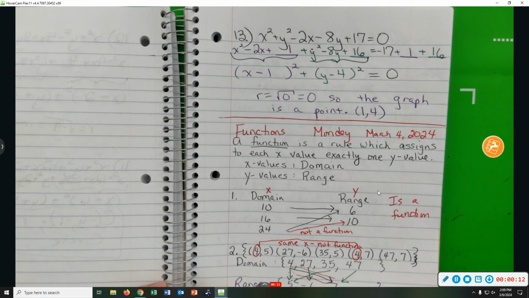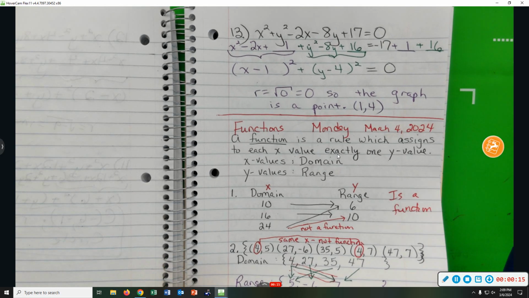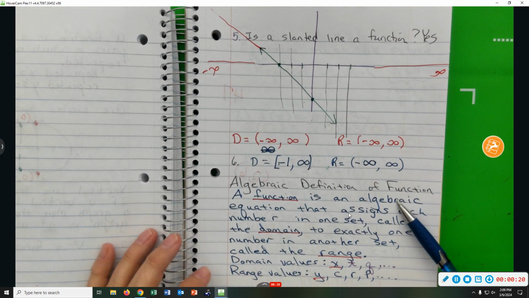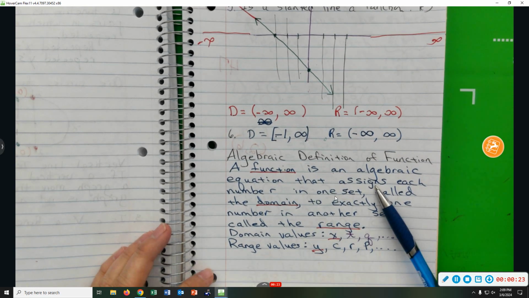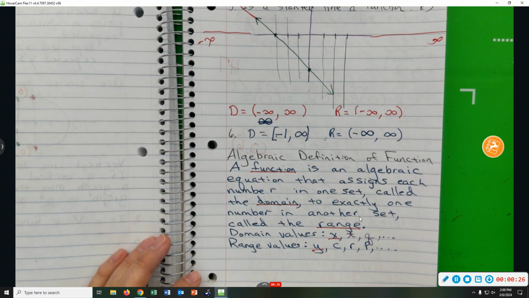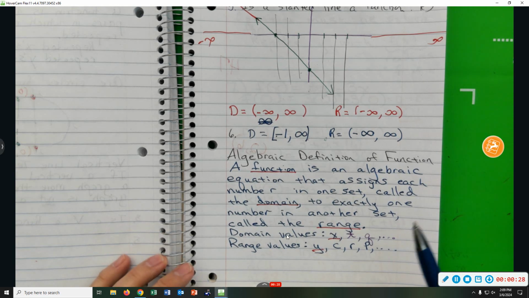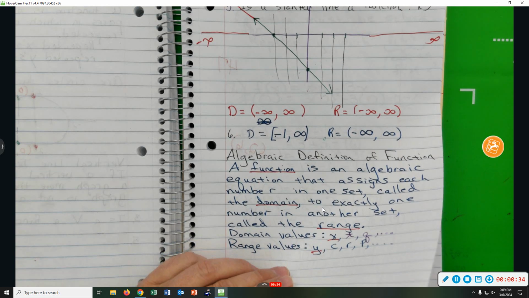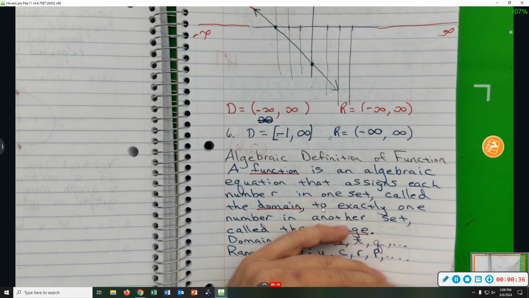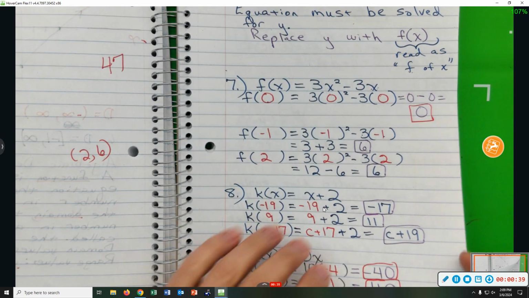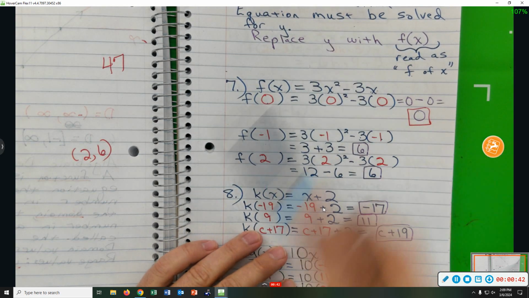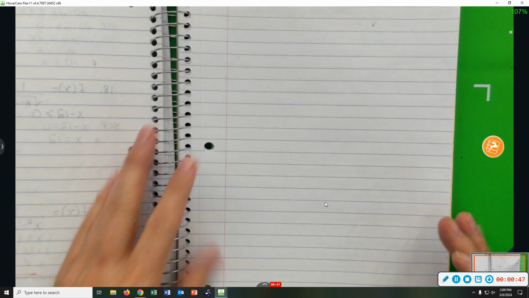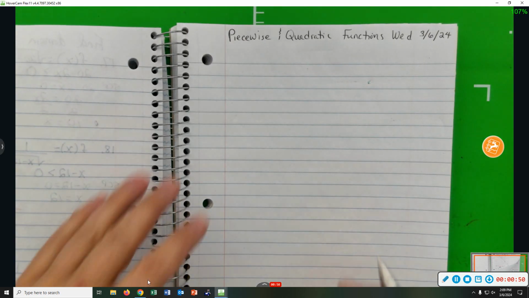We were working with those the last time. Remember our algebraic definition of function. It's an algebraic equation that assigns each number in one set, called the domain, to exactly one number in another set, called the range. What we're going to be looking at today are piecewise functions and quadratic functions. Remember, f of x, the function notation, is just a fancy way of saying y. So, here we are, piecewise and quadratic functions.